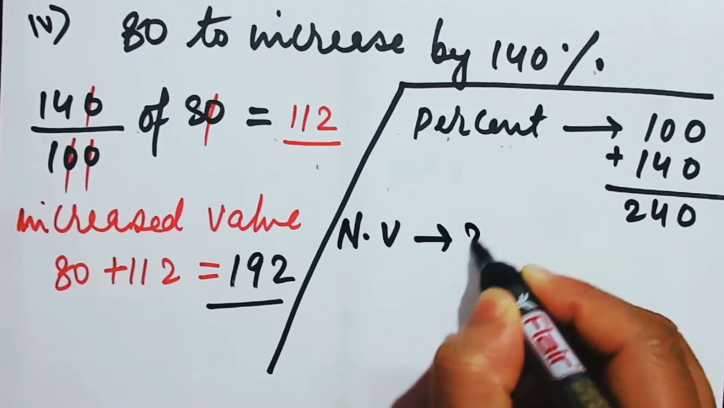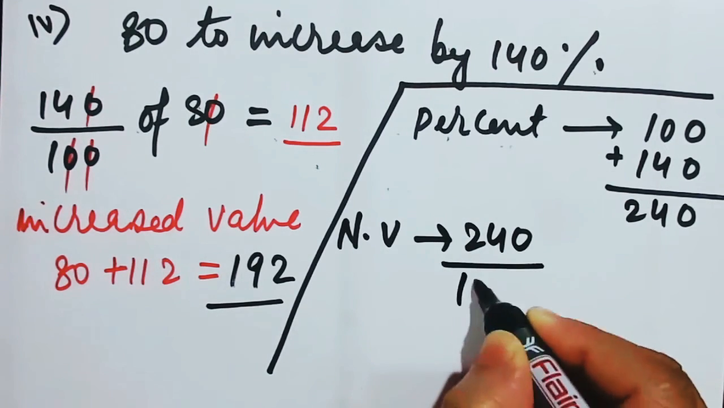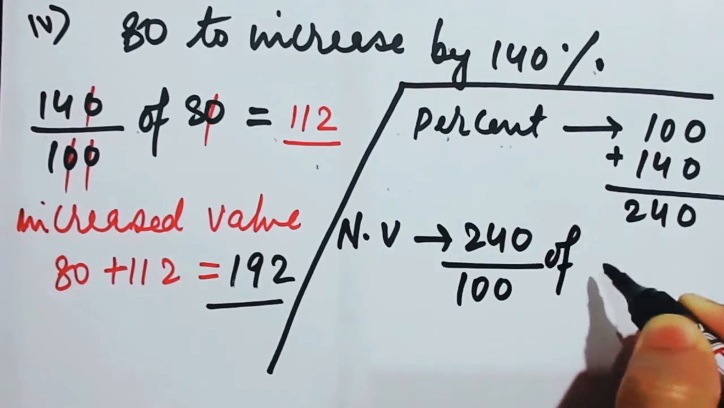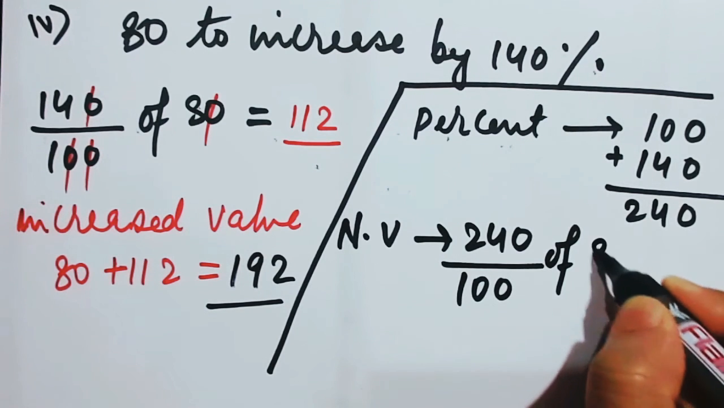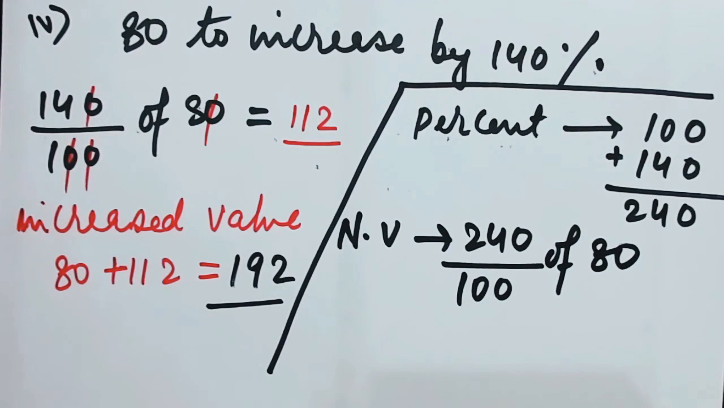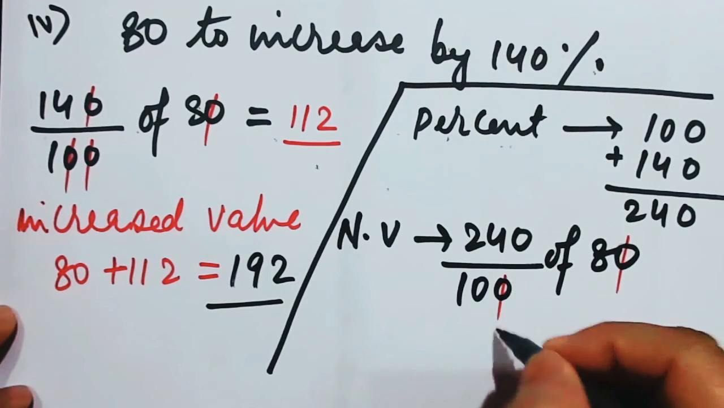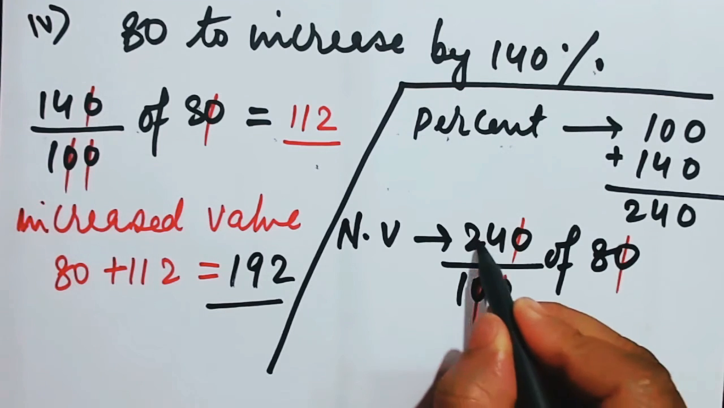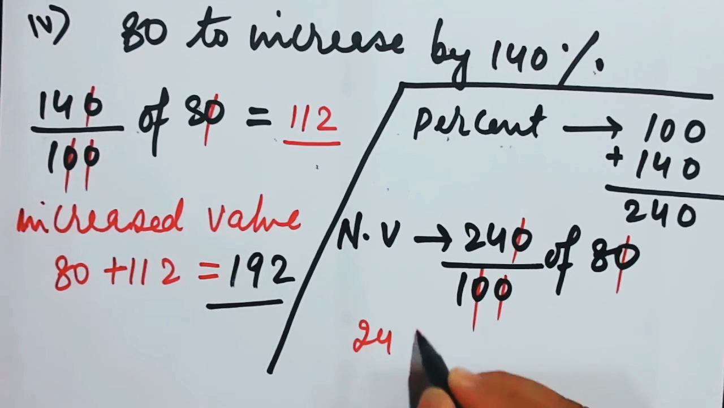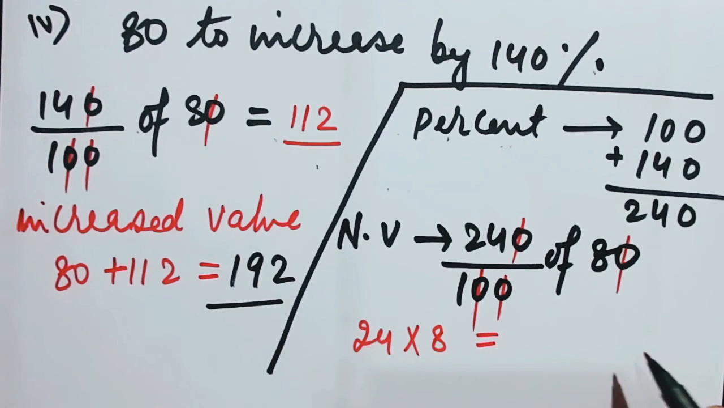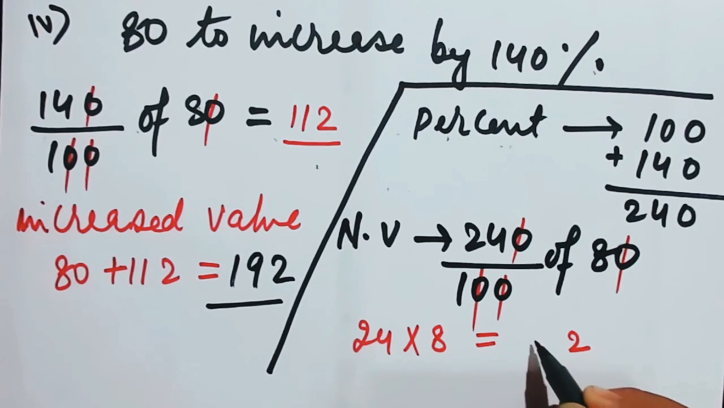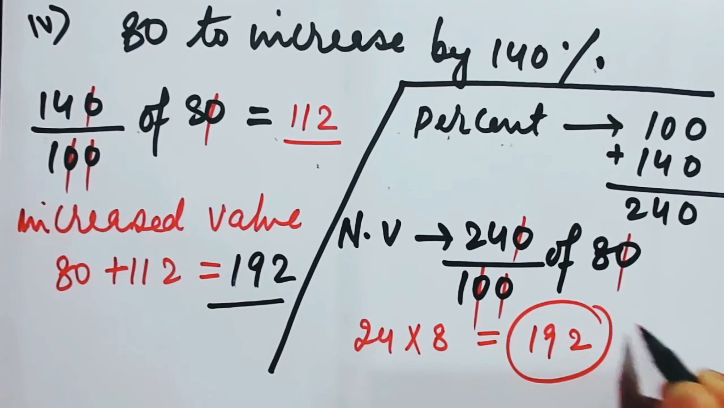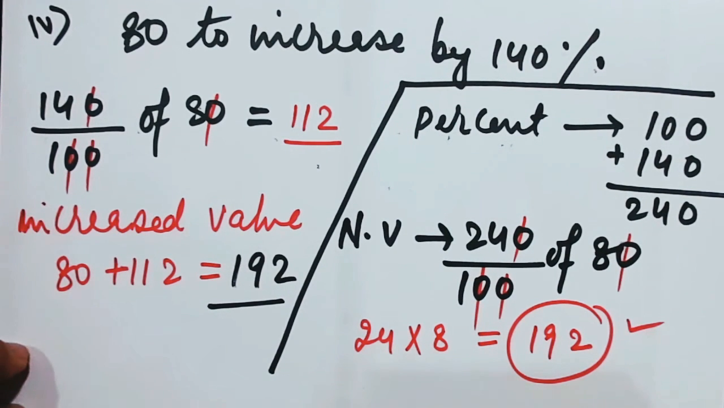Let us see. The new value will be 240% of 80. Let us check. Why not cancel this? 0, 0, 0, 0. 24 into 8. 24 times 8 will give you how much? Let's see. 8 fours are 32, 8 twos are 16, 17, 18, 19, 192 as your direct answer. Okay. One more is there.